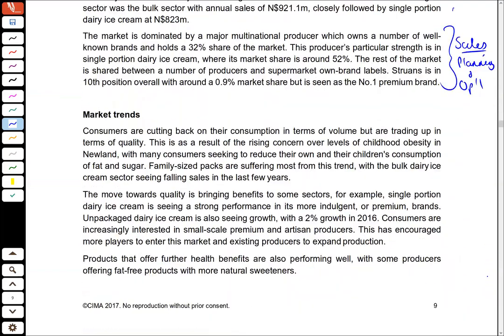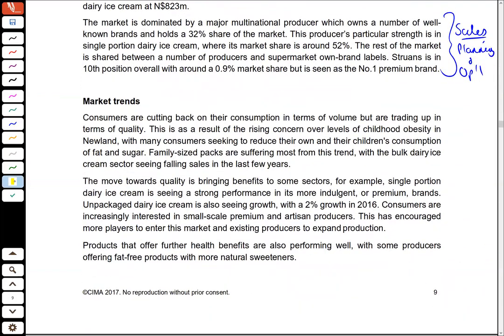We also then have market trends, so talking about people cutting back on their consumption, but trading up in terms of quality. So maybe eating less of the cheaper stuff, but having the quality elements. Family size packs are suffering the most. So the bulk dairy ice cream sector is seeing falling sales, and we know that's where we are, so we're going to have to do something about that. We need to make some plans to overcome that. So again, there's a big risk element here in terms of revenue.